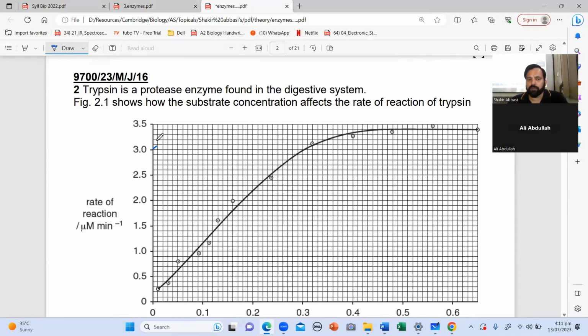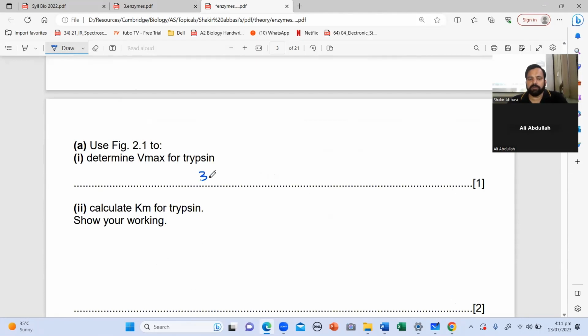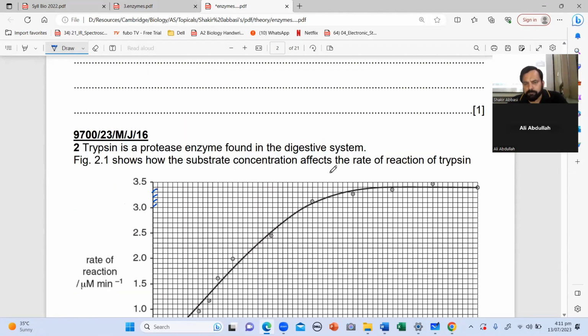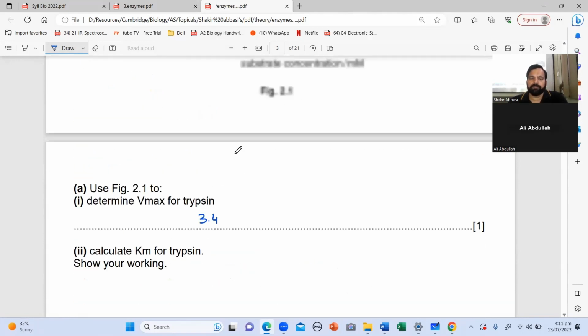She knows that this is 0.1. So 1, 2, 3, 4, 0.4. So is Vmax 3.4 or 4.5? Exactly 3.4, where it gets straight. So Vmax is 3.4, and now calculate Km.